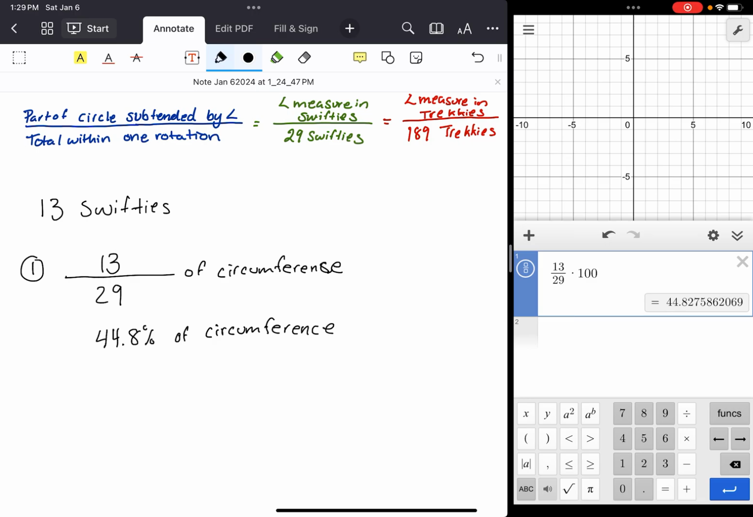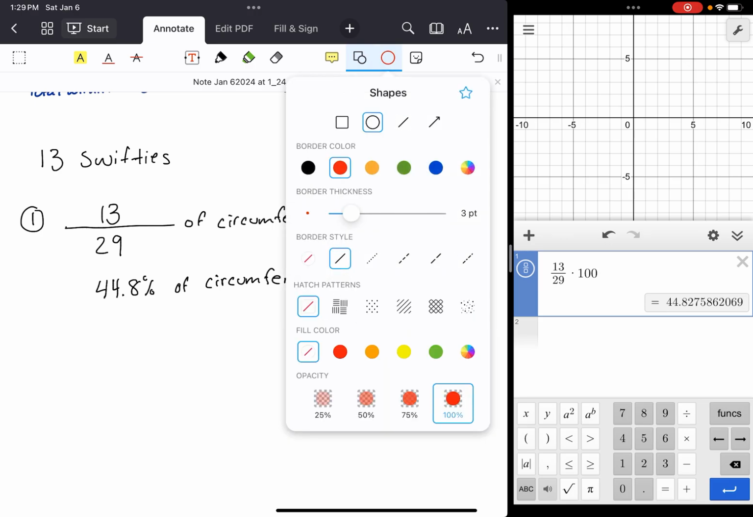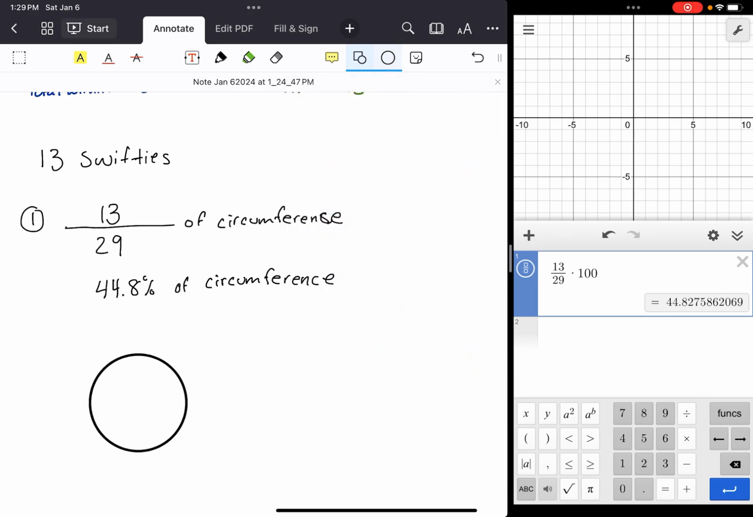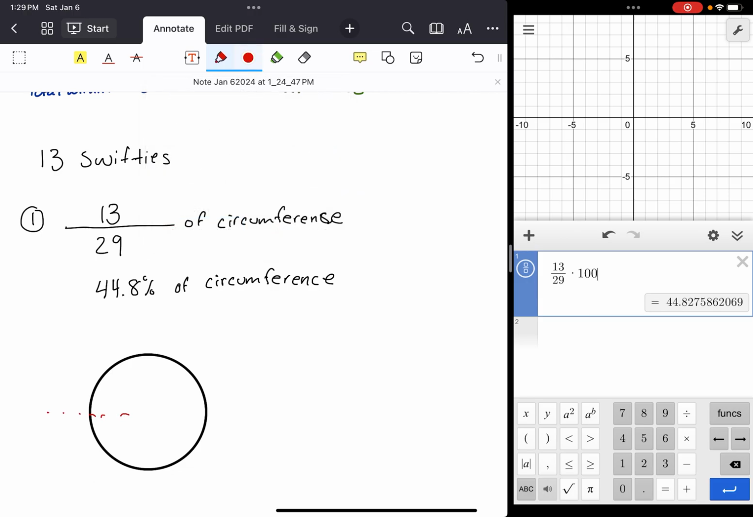Now, we can use this percentage to sketch a picture of what this angle would look like. I find it helpful to draw a circle for myself. I can split my circle in half here, and this would be 50%. Up here would be about 25% of the circle, because when we draw our angles, we always start from that 3 o'clock position. So there's our initial ray.